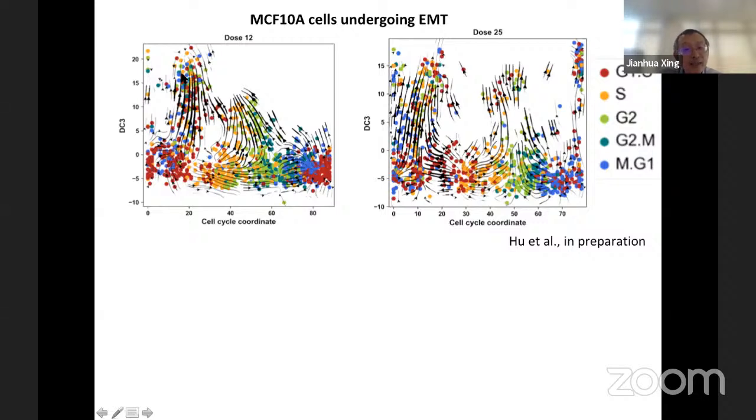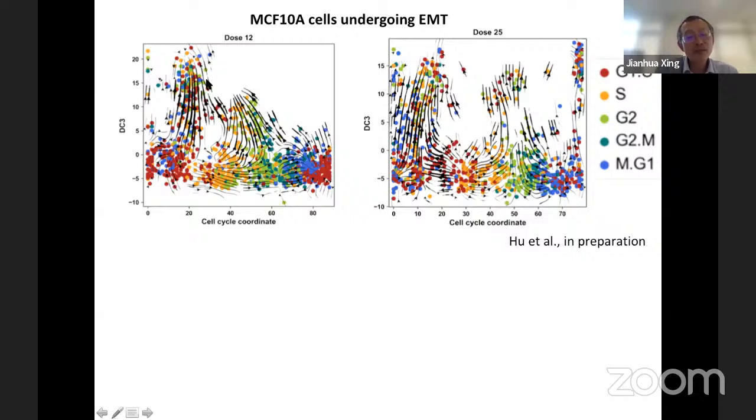Then you see here, this is G1, G1S. There's a cell moving along this EMT axis. This is the G2M. So this is G1S arrest, G2M arrest. But what surprised me is this. In her study, in her data analysis, she showed this.